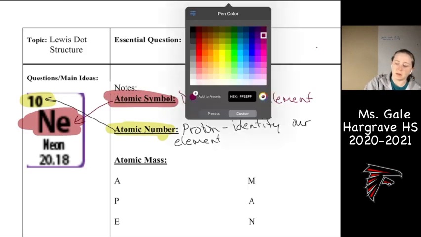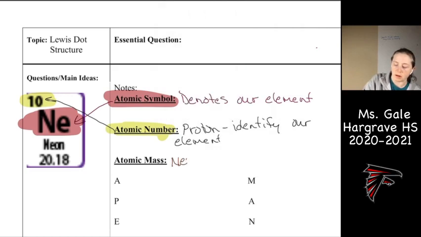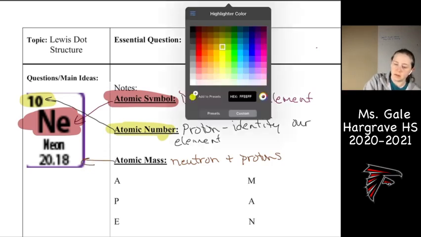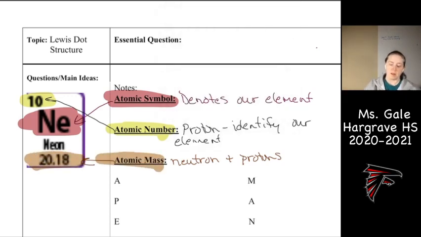And let's do another color, orange. Our atomic mass, remember, is our neutrons plus our protons. And that is always on the bottom. So it's the neutrons plus the protons equals our atomic mass.